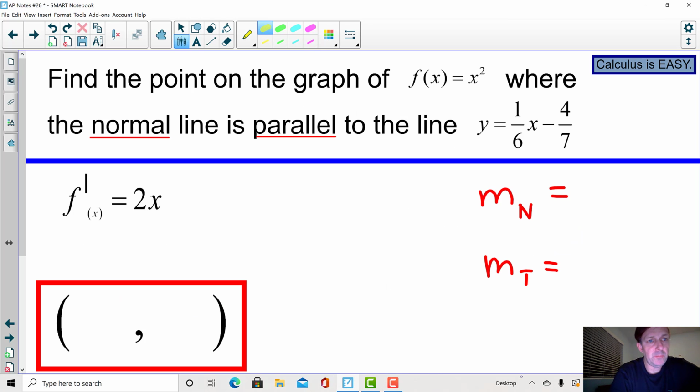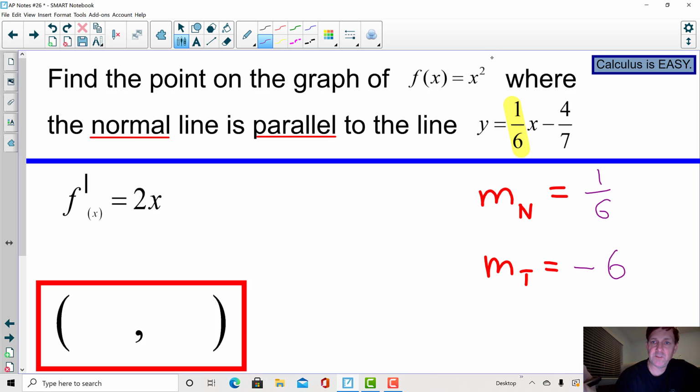Okay, this one's kind of like a little puzzle. It says find the point on the graph of f of x equals x squared, where the normal line is parallel to this line right here. So if the normal line is parallel, it's going to have the same slope. So our normal slope is going to be 1/6. So I'll write it right here, 1/6. And that means our tangent slope is going to be the negative reciprocal. So it's going to be negative 6/1.